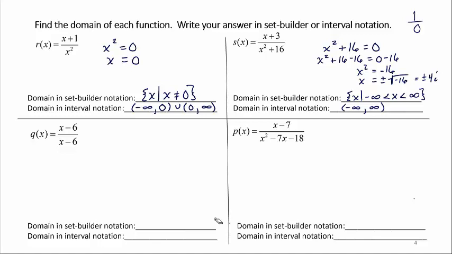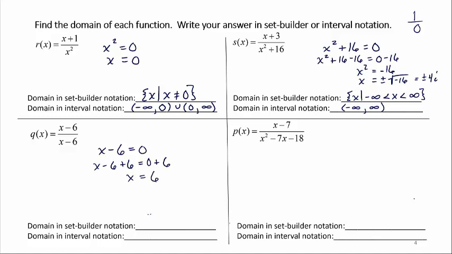Okay, so let's look at q of x equal to x minus 6 over x minus 6. Now there's one thing I notice. x minus 6 over x minus 6 is equal to 1, isn't it? But we still have to say that x can't be 6, right? Because we're still looking ultimately at that denominator and saying, well, x minus 6 equals 0, so I have to add 6 to both sides, right? And so x is equal to 6.